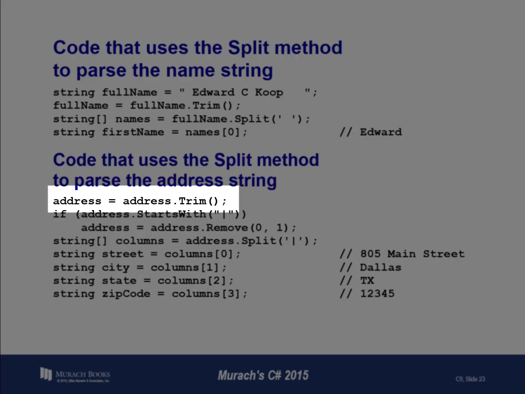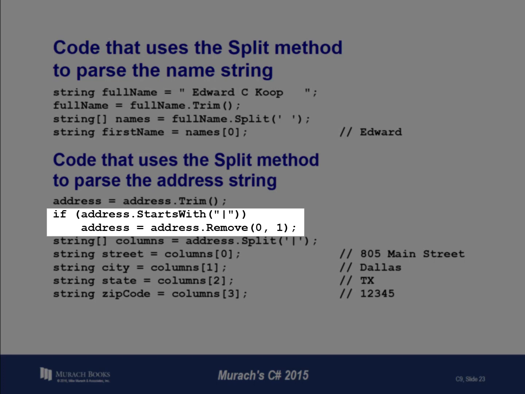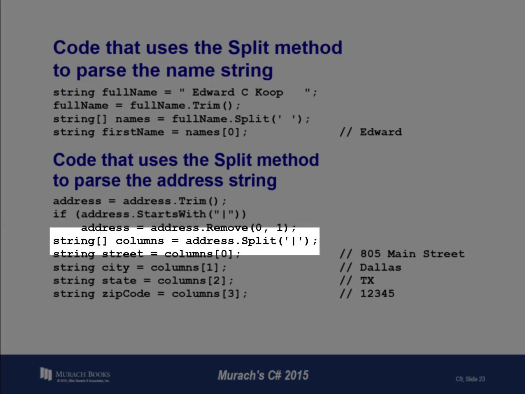After removing any leading or trailing spaces in our address and any starting vertical lines, we can use the .Split, where we indicate the vertical line as our delimiter, to separate out our street and city and state and zip code.